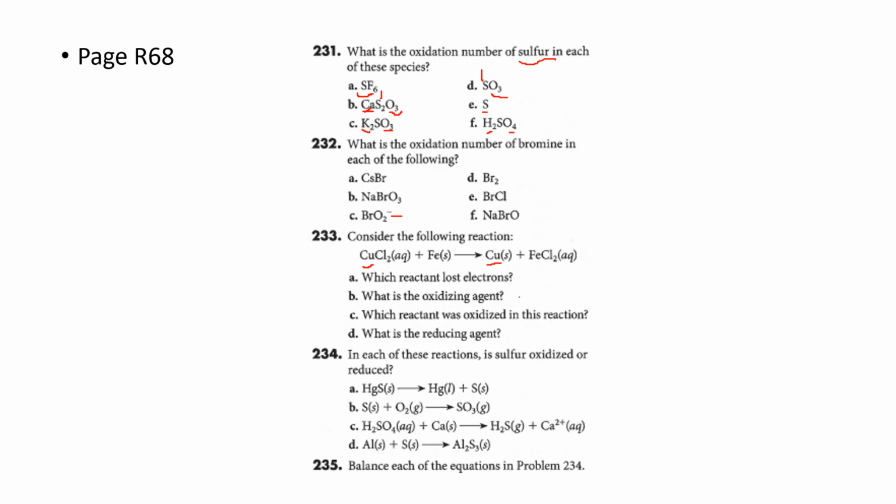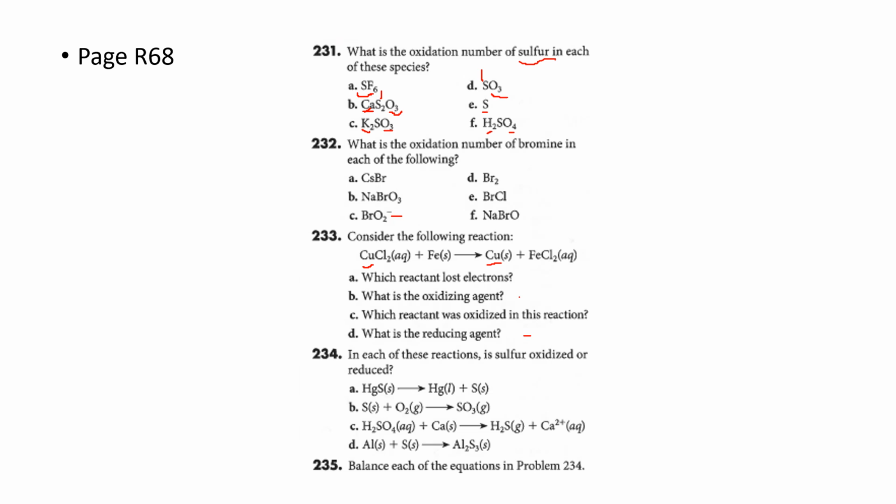Part C, which reactant was oxidized? Well, oxidized means its charge is going up. So our iron, which is going from 0 before the arrow to +2 after the arrow, is being oxidized. And if it is being oxidized, it is also the reducing agent. So iron is our answer to part D as well.